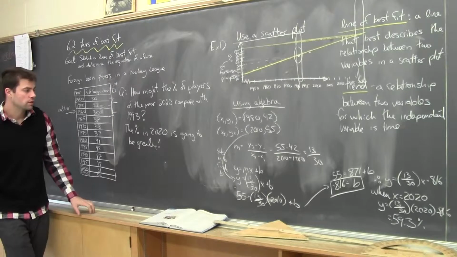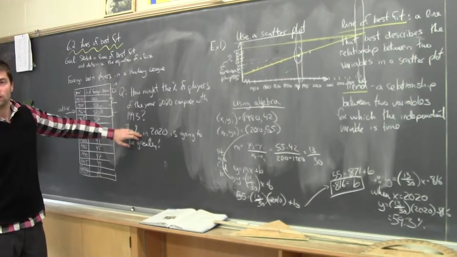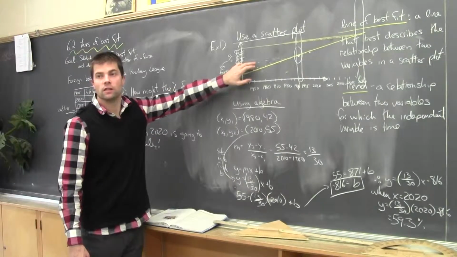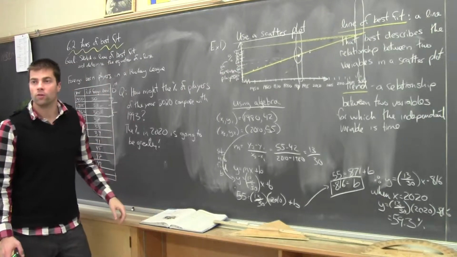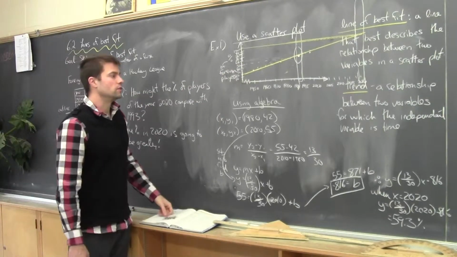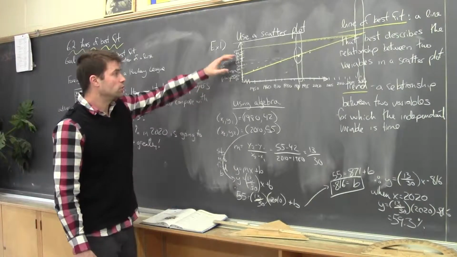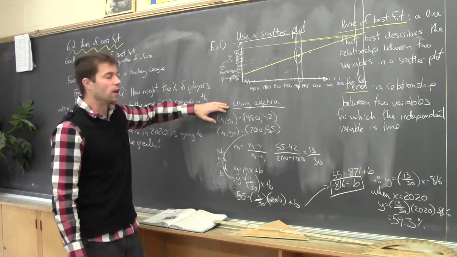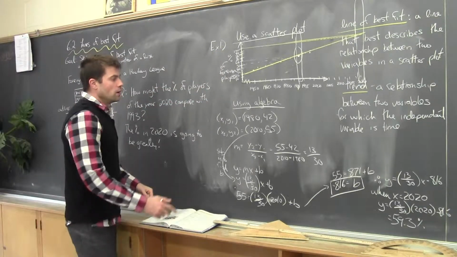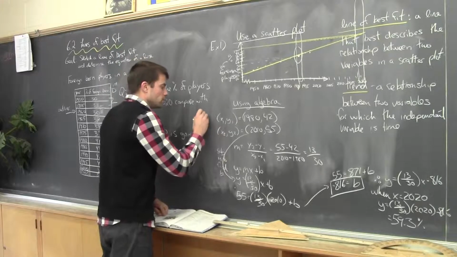Okay? Alright, so any questions there? So that's the line of best fit. That's the kind of pattern that we want to follow. You want to balance the number of dots on either side. Alright, so now we're showing that same example, but we're using algebra this time. I'm going to choose 2 points.